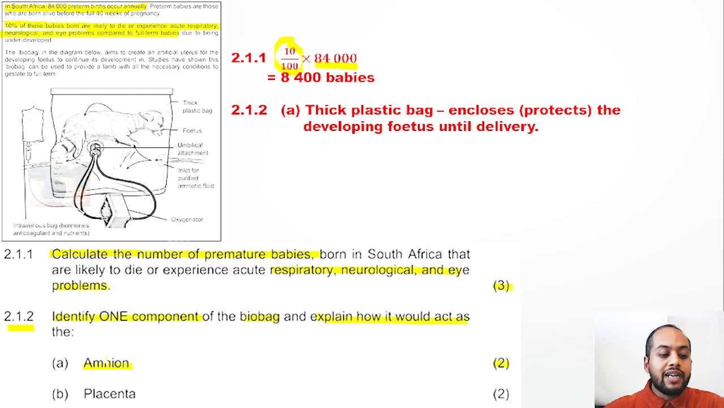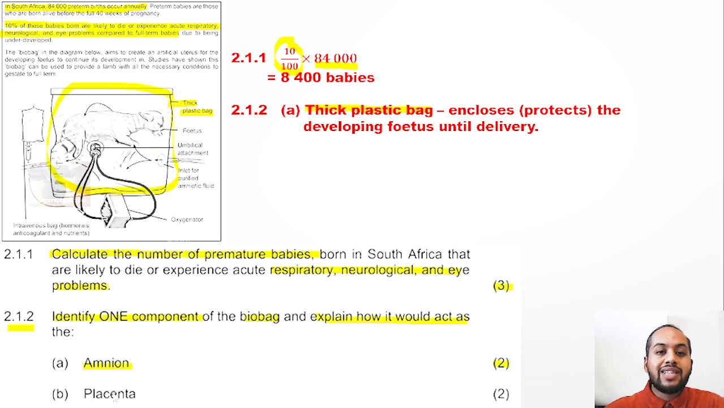So if we look at A, we are looking at the amnion. If we look at the sac here on the outside, we have a thick plastic bag. That thick plastic bag is serving as the amnion. Why is it serving as the amnion? It encloses and protects the developing fetus until delivery. And that's generally the purpose of the amnion. So the thick plastic bag is enclosing and protecting the developing fetus until delivery, and it serves as the amnion.